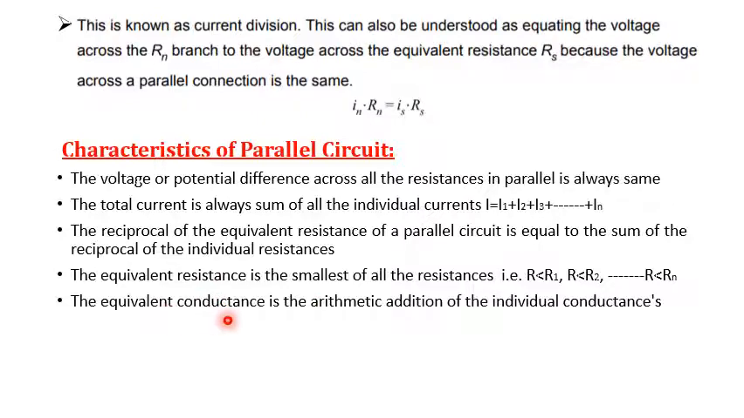So next, one more characteristic you can observe here. The equivalent conductance is the arithmetic addition of the individual conductances. Again here you can consider the reciprocal of the resistance, that means the conductance. So the equivalent conductance is the arithmetic addition of the individual conductances. This is one more characteristic you can observe here.